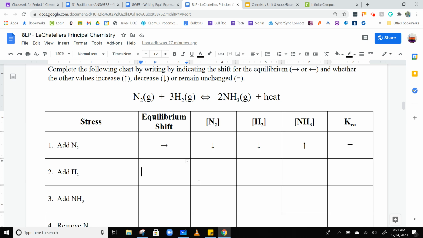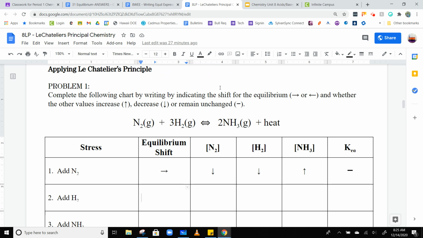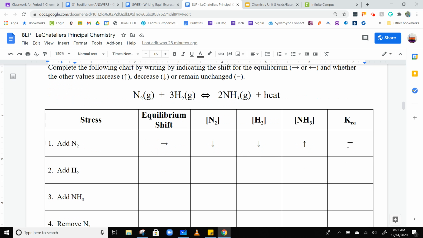So, for example, here in this reaction, we have N2 plus 3H2 in equilibrium with NH3 and heat. If we add H2, that means the equilibrium is going to shift to the right. So it shifts to the right. The N2 is going to go down. H2 is going to go down as well. NH3 is going to go up. Now, again, adding those things does not change the KEQ, and that's why it has this little dash here, because there's no change in the KEQ.